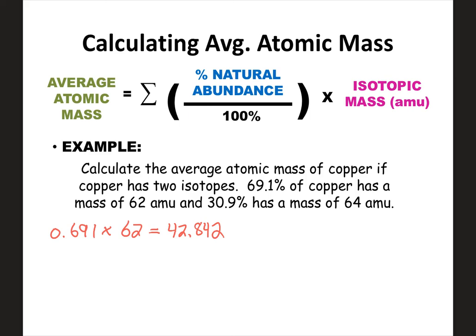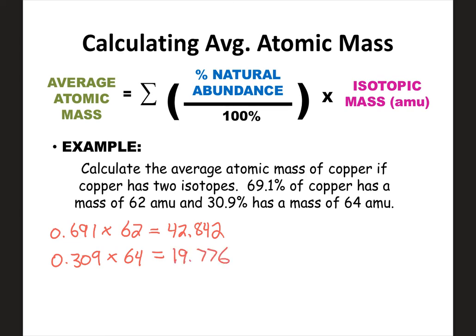All right, so the other isotope has a percent of 30.9. So you take the decimal, move it 2 spaces to the left. We need decimal times mass. So it's going to be 0.309. That would be the percent as a decimal. All you did was move the decimal 2 spaces to the left, and we're going to times it by its mass. According to the problem, it has a mass of 64. All right, so when you do the math here, it comes out to be 19.776.